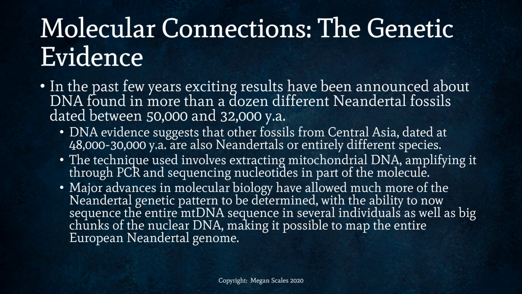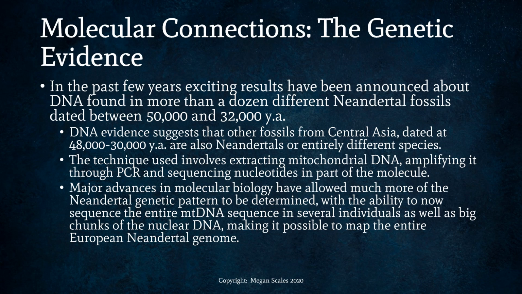So as more time passes, we're finding more DNA clues and DNA evidence. In the past few years, exciting results have been announced about DNA found in more than a dozen different Neanderthal fossils dated between 50,000 years ago and 32,000 years ago. DNA evidence suggests that other fossils from Central Asia, dated at 48 to 30,000 years ago, are also Neanderthals, or an entirely different species.